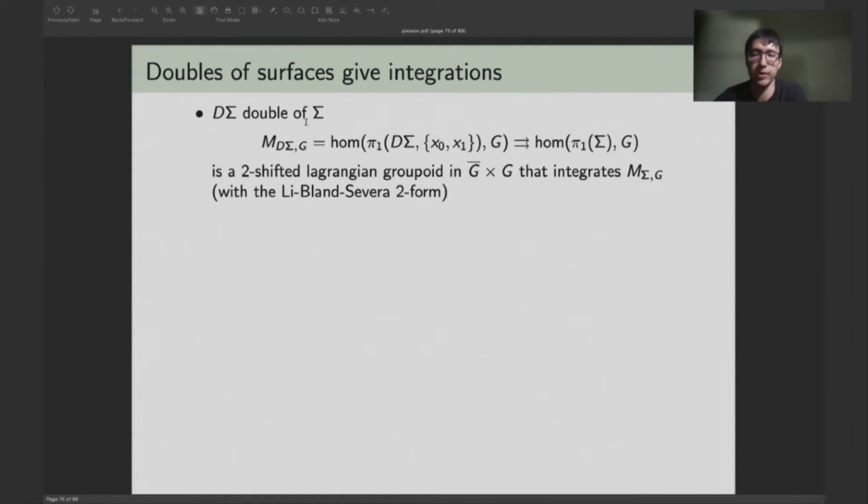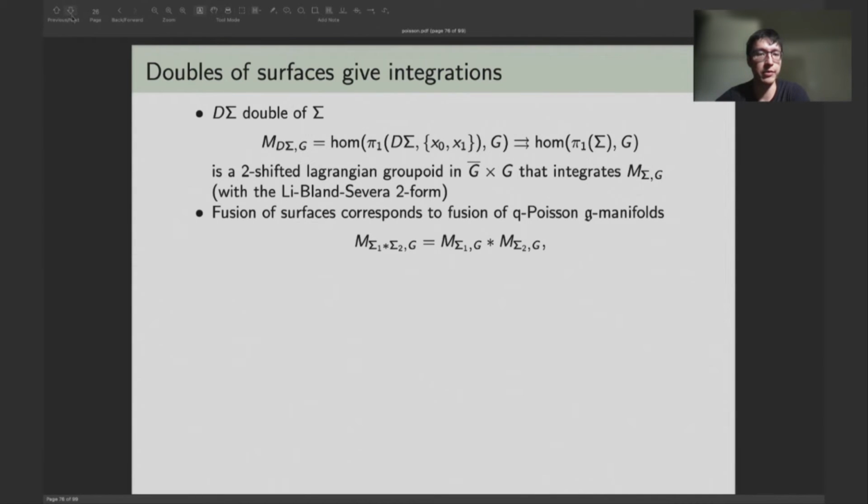Basically, we have to double the surface, meaning that we take two copies of the surface and glue them along the boundaries, but leaving one boundary component in which the marked points live. And using this remaining boundary component, we get a moment map given by the values of a representation along the two arcs of the remaining boundary component. That moment map, together with the Lie-Blanc-Severa two form on this representation space, constitutes an integration of the quasi-Poisson structure on this representation space.